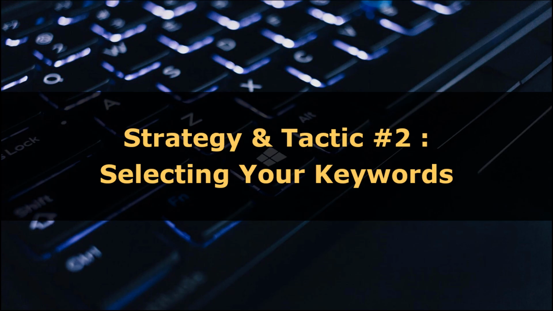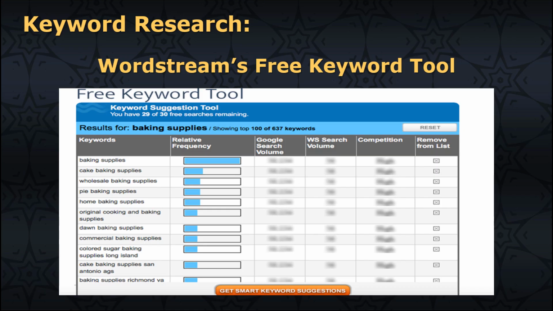Strategy and tactic number 2, selecting your keywords. Now that you've already structured your AdWords account based on the campaigns, you would now have to identify which relevant keywords to use for the different campaign ads. Keyword research must be done to find suitable and effective keywords. This is to ensure that the keywords you intend to use are not of a low-quality score and are also not too competitive. One way to do this is using WordStream's free keyword tool.